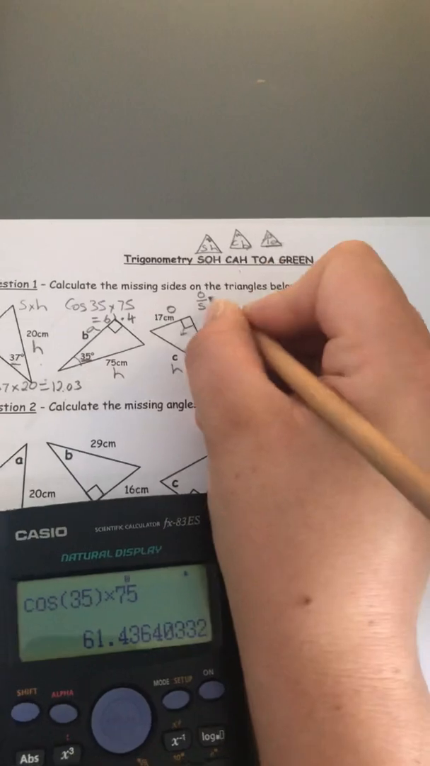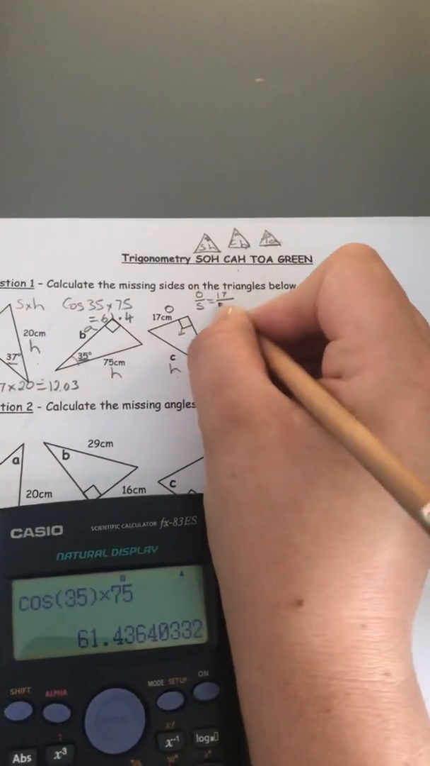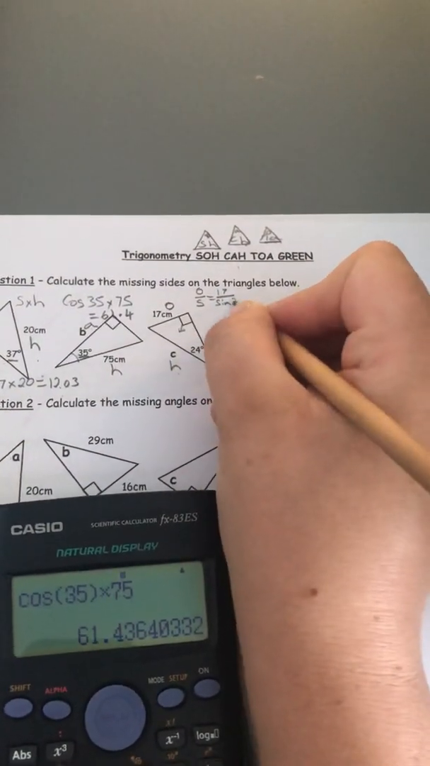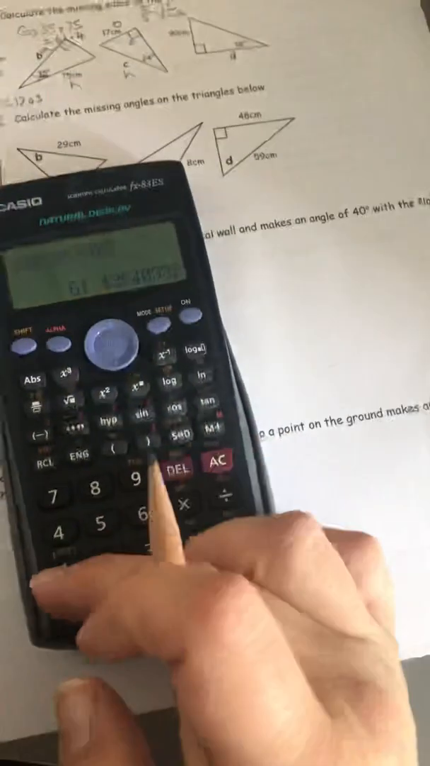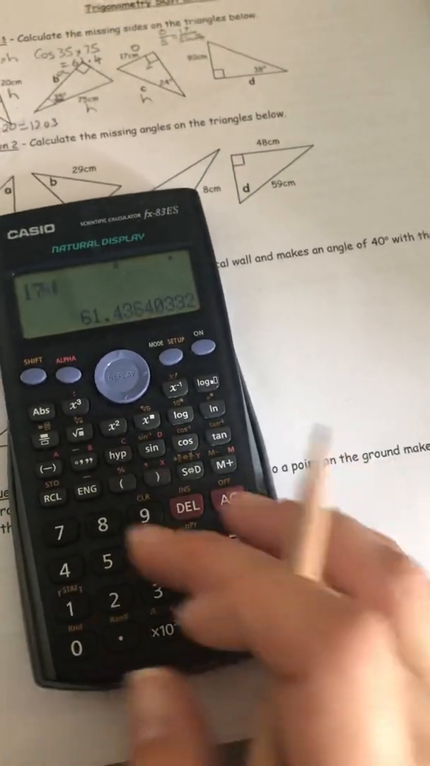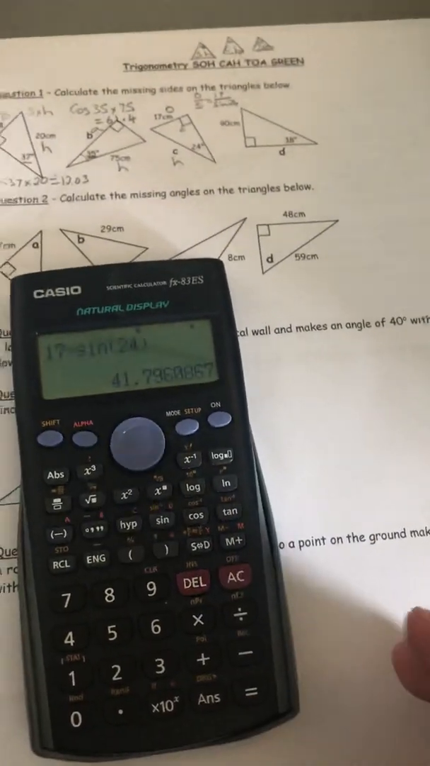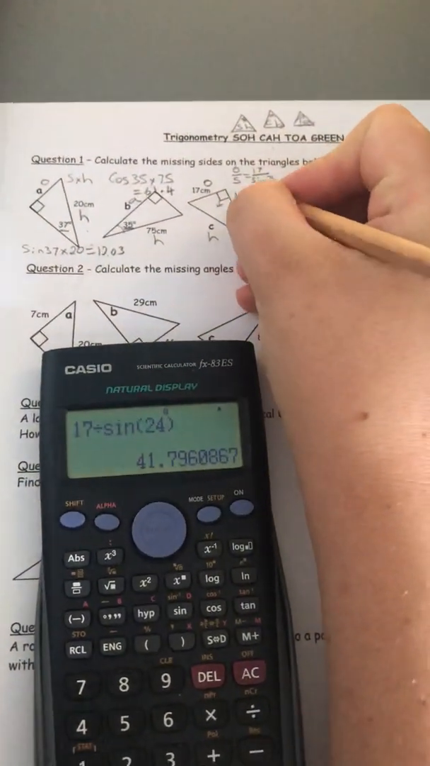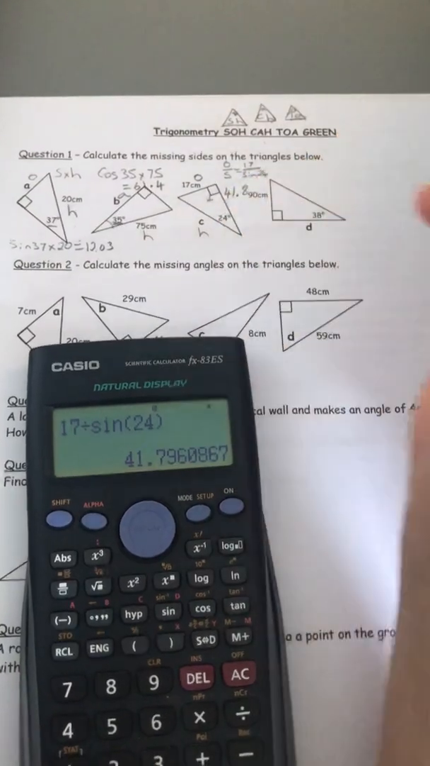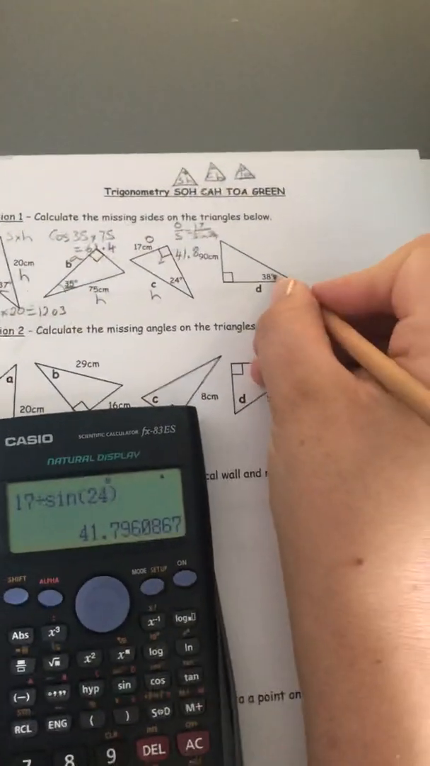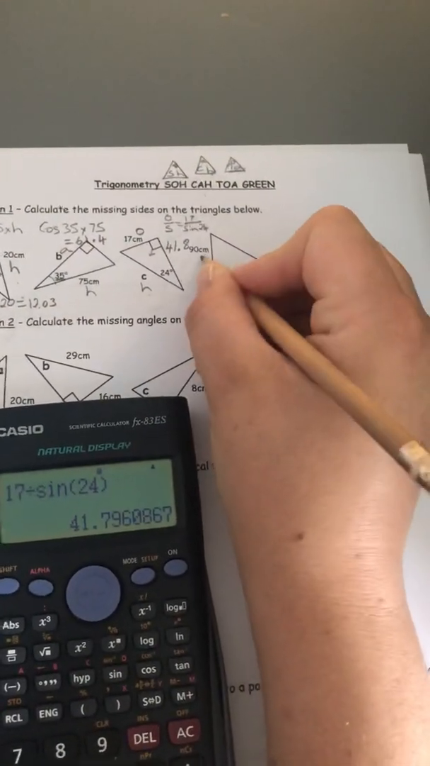So my opposite is 17. S stands for sin, angle's 24. So I'm going to type in 17 divided by sine 24. That side there is 41.8.